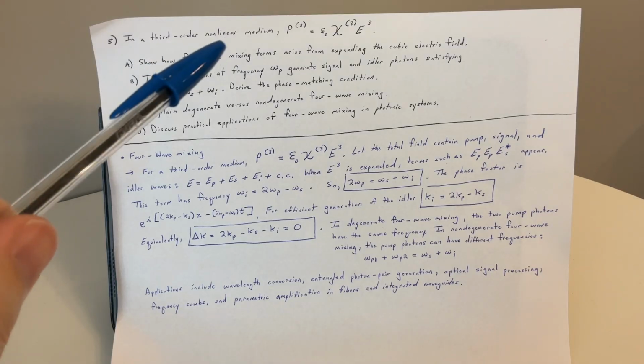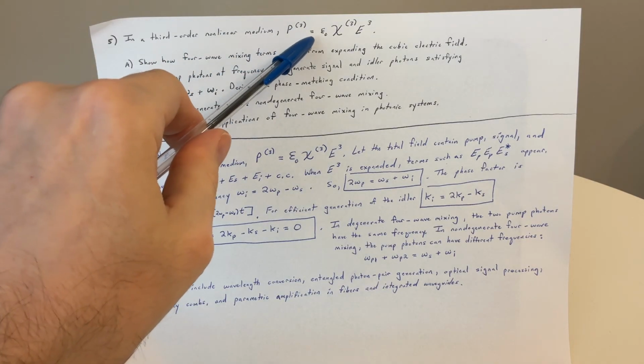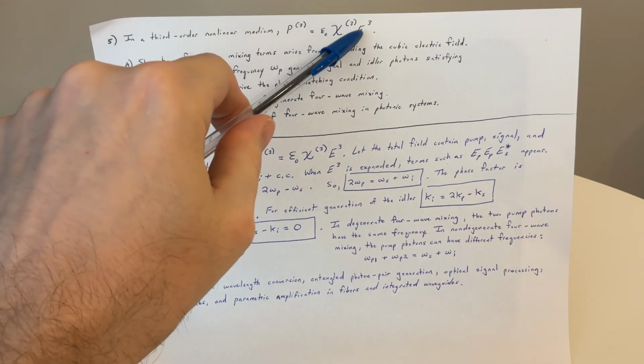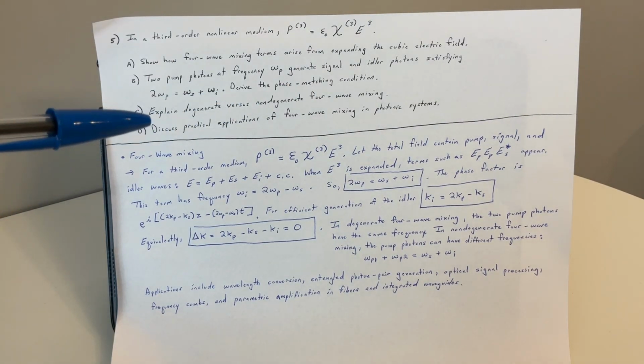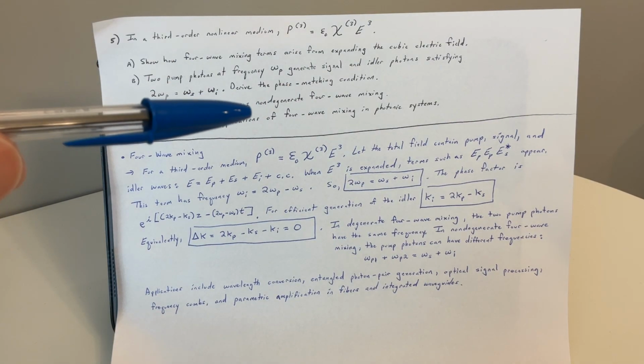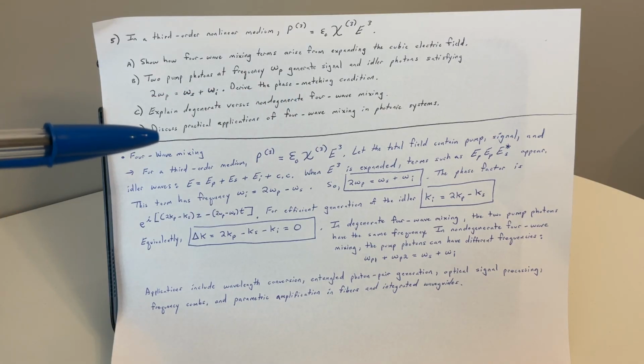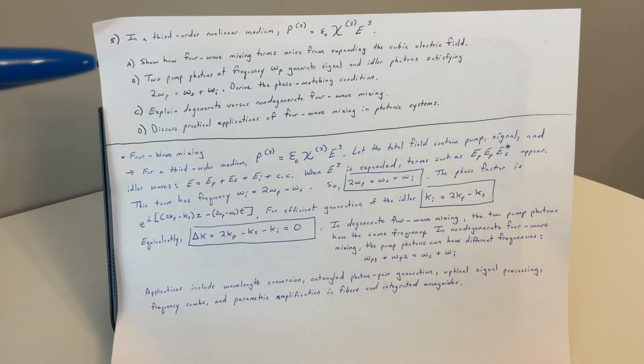Okay, in a third order nonlinear medium, that P third order equals ε_0 χ third order E cubed. I'll go through these, A, B, C, D. Show how 4-wave mixing terms arise from expanding the cubic electric field. Part B, 2 pump photons at frequency ω_p generate signal and idler photons satisfying 2ω_p equals ω_s plus ω_i. Derive the phase matching condition. Part C, explain degenerate versus non-degenerate 4-wave mixing. And part D, discuss practical applications of 4-wave mixing in photonic systems.